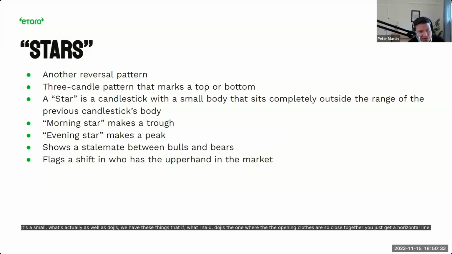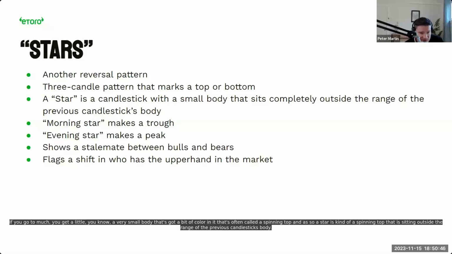As well as dojis, we have these small little things. Whereas a doji is the one where the open and close are so close together you just get a horizontal line, if you get a very small body that's got a bit of color in it, that's often called a spinning top.